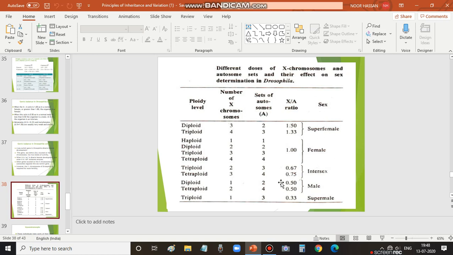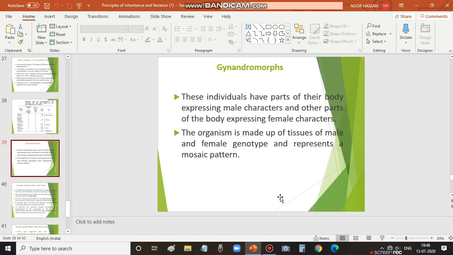So this is how sex is determined. Haploid, diploid, triploid, tetraploid, this is the ploidy level, and these are the number of chromosomes, and these are the autosomes. So here you can understand: 1 divided by 1, 2 divided by 2, 3 divided by 3, 4 divided by 4, all result in 1. So in that case, it is a female. Likewise, please go through it, it's a very simple chart to understand. You will easily get into it.